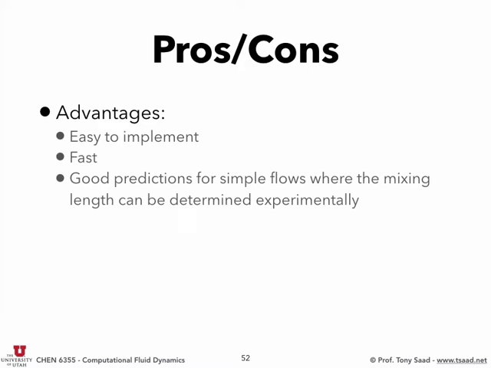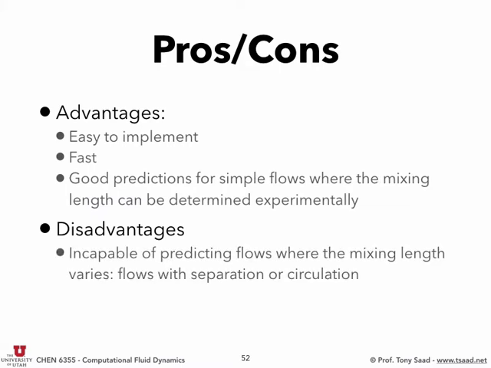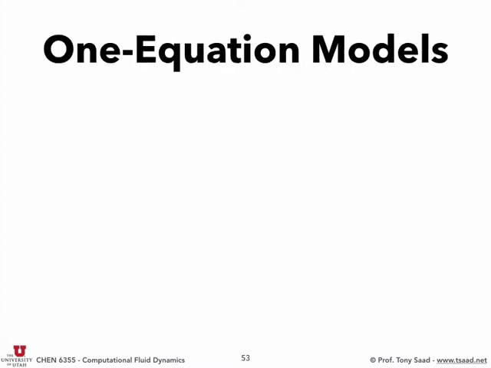It's really fast and gives good predictions for simple flows where the mixing length can be determined experimentally or theoretically. The disadvantage is that it's incapable of predicting flows where the mixing length changes, like flows with separation, oscillations, and recirculation.